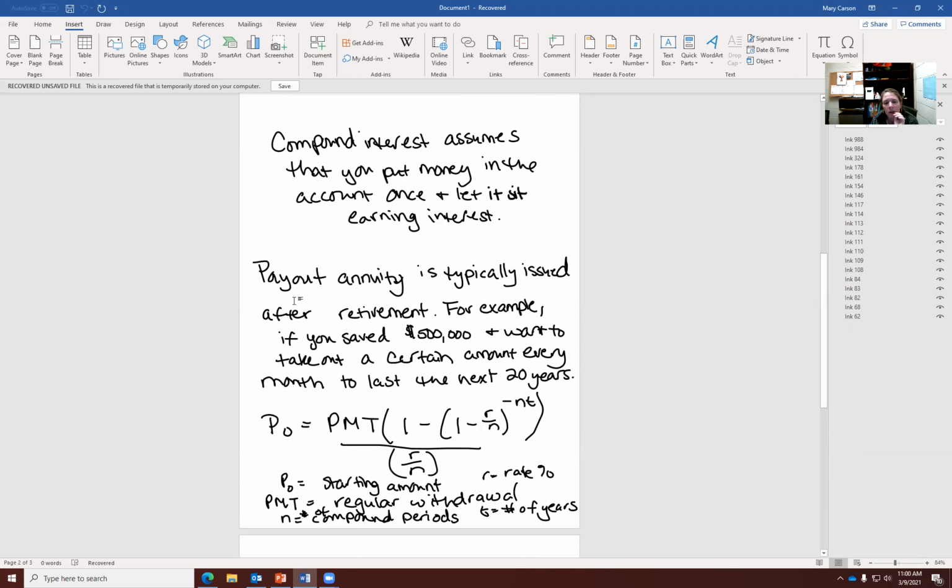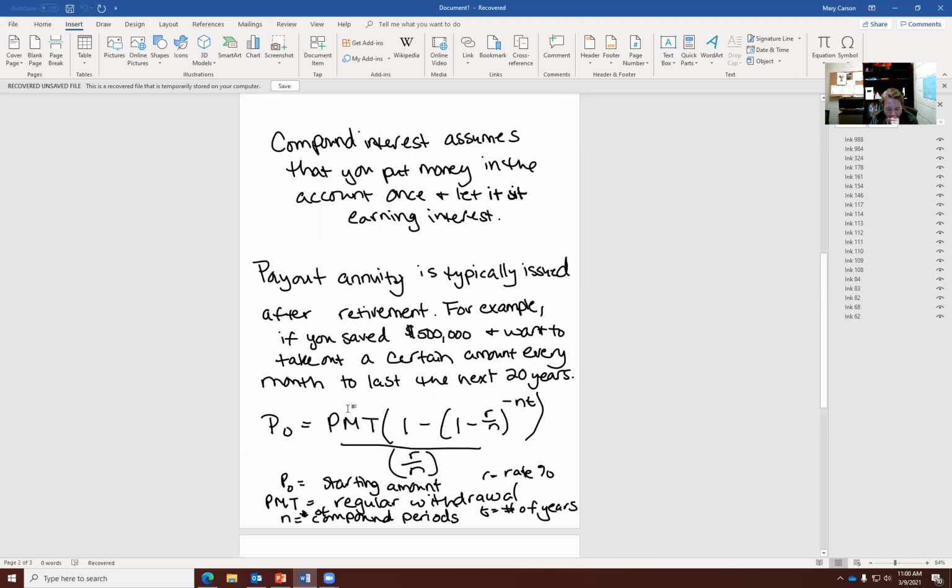The next thing the chapter talks about is a payout annuity. When you're talking about a payout annuity, you're typically talking about retirement. For example, let's say you want to retire, and you've already saved up $500,000. From that $500,000, you want to take out a certain amount a month to last you the next 20 years. So this is the formula that you would use. This is the payout annuity.